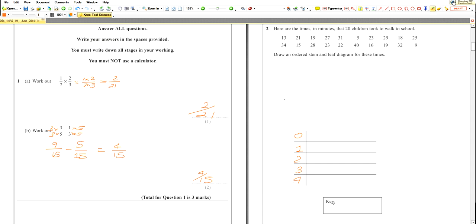For example, we have a data value over here which is 40. So we could say the key could be 4|0 represents what? 40 minutes. So we're telling you this is how we read our stem and leaf diagram.